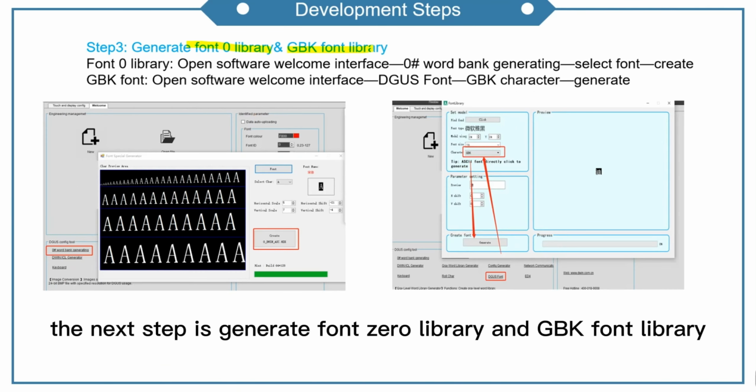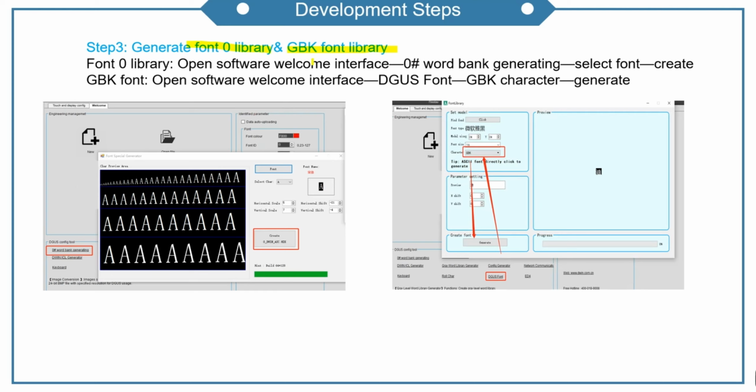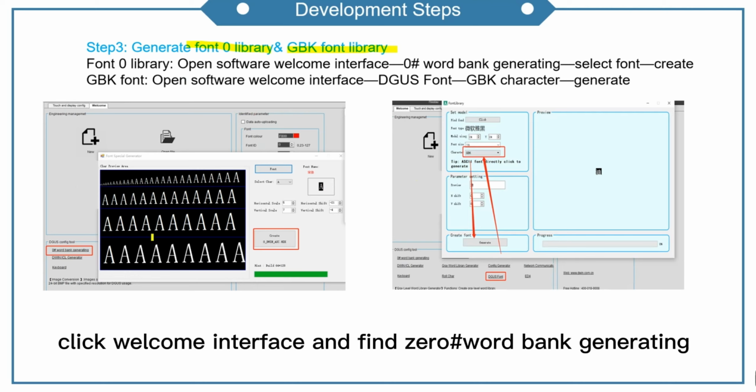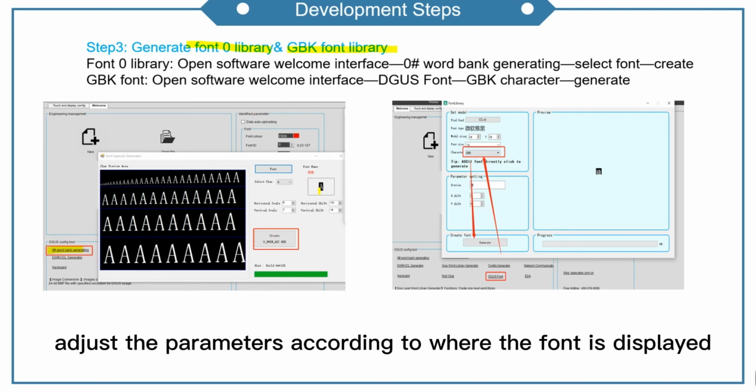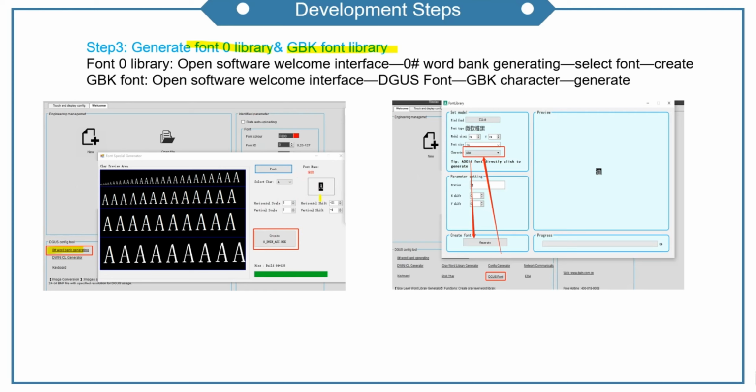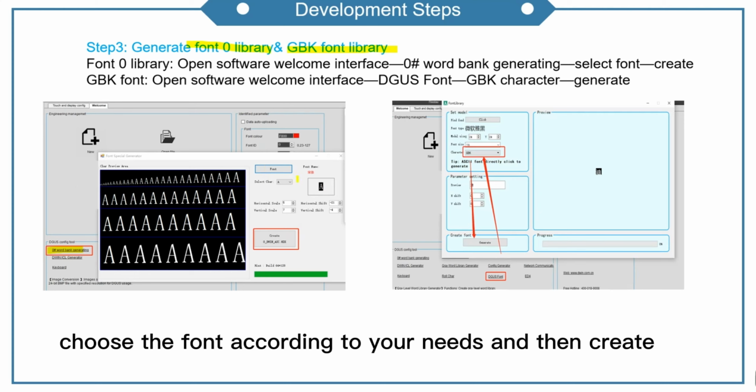The next step is generate font 0 library and GBK font library. Click Welcome interface and find 0 word bank generating. Adjust the parameters according to where the font is displayed. Choose the font according to your needs and then create.